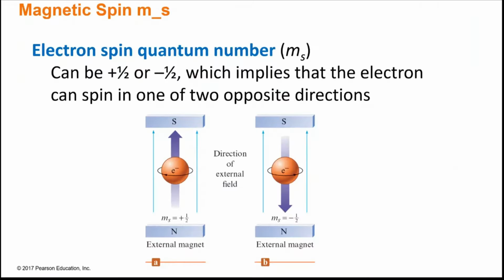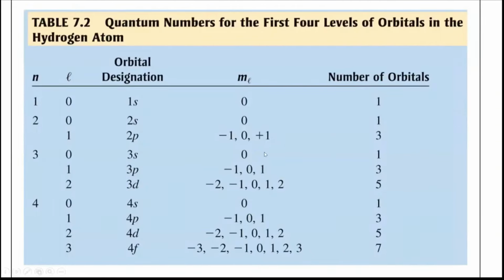Okay. Now, the last quantum number is magnetic spin, or ms, which simply means the electron can spin in one direction or the other direction. And the values can either be +1/2 or -1/2. That's it. So for every ml value, such as, let's say ml equals +1, there can be 2 possible electrons positioned there, one going up, one going down.